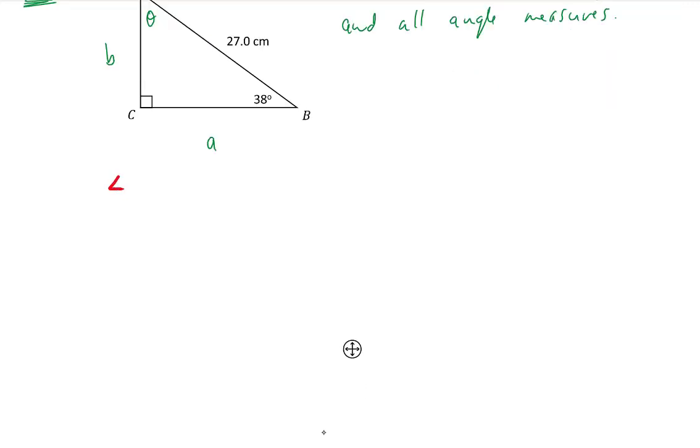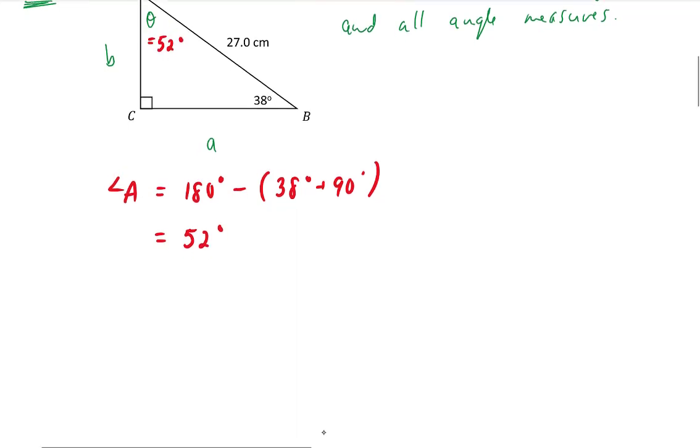So first we can start with angle A. And angle A, using the 180 degree rule for a triangle, is 180 minus the sum of the other two angles, 38 plus 90. And if we evaluate for that angle, we end up with 52 degrees. Next, we pick a side. So let's say we start with side A.